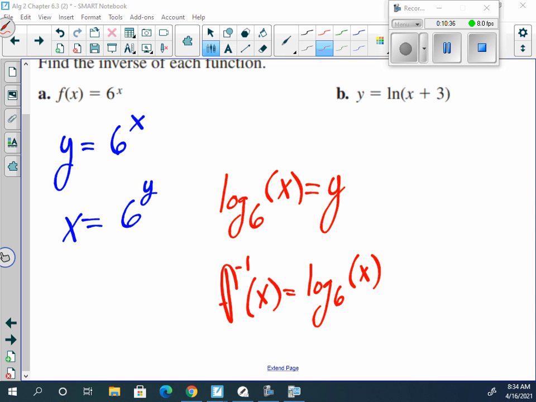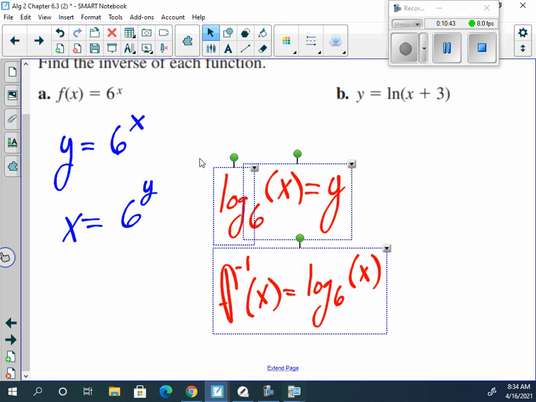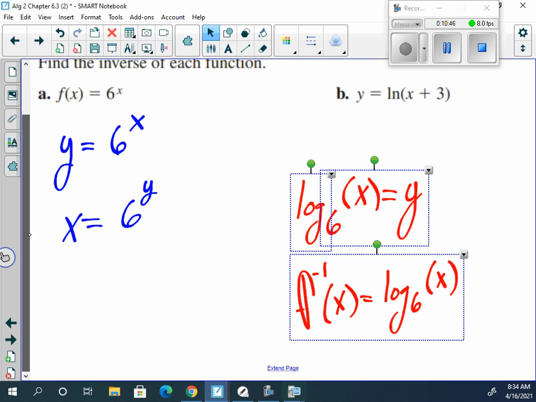Let's give it up now. And I'm going to pull up the graphing calculator so that we can see this. Now, move this over to the side.